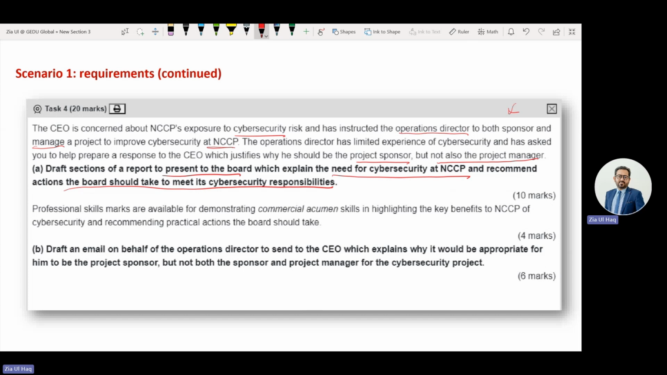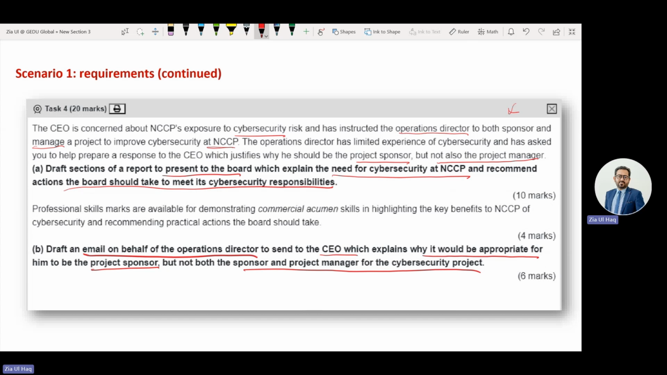Part B of the task, for the last requirement: draft an email on behalf of the operation director to send to the CEO, which explains why it would be appropriate for him to be project sponsor only, but not both sponsor and project manager for the cybersecurity project. So we need to write an email from the operation director to the CEO.